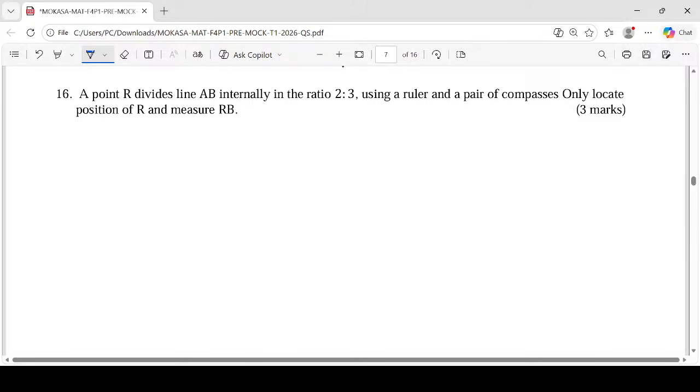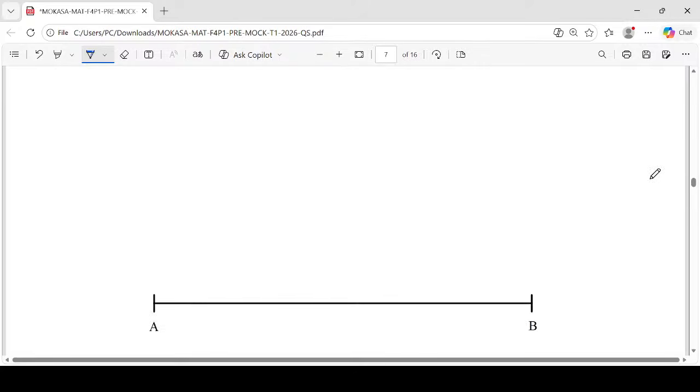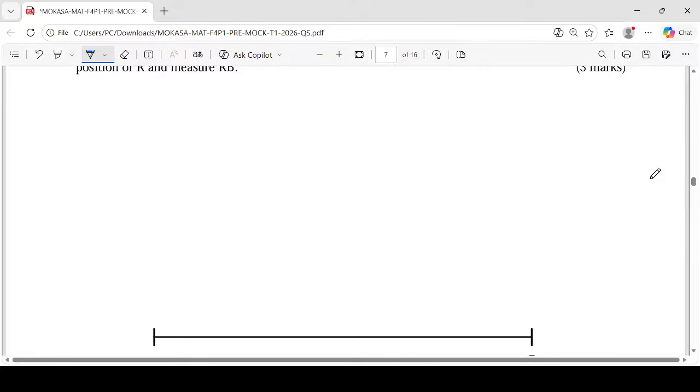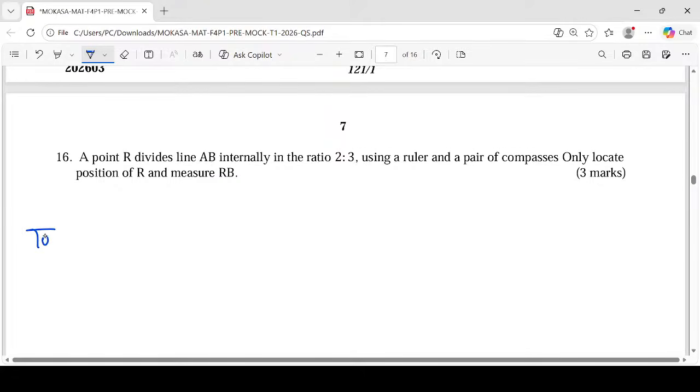When they say that it divides in the ratio 2:3, do we have any line? Yes, we've been given a line. First of all, let's get the total ratio. The total ratio will be 2 plus 3 to give you a 5. After getting 5 as our total ratio, let us see how we are going to apply this.